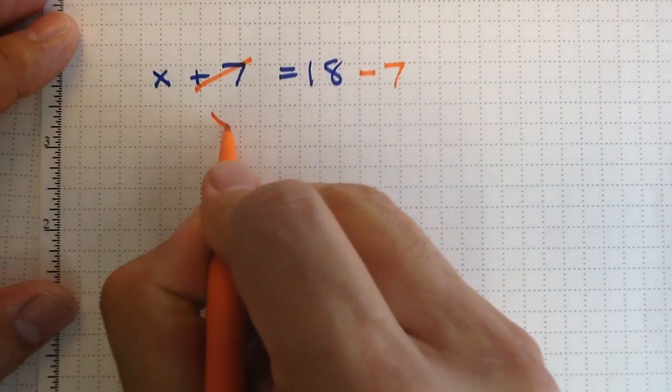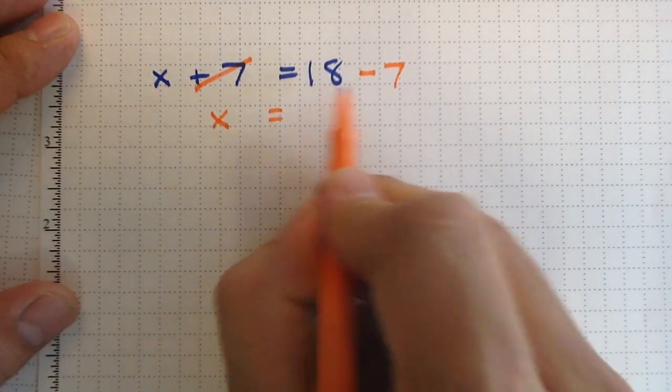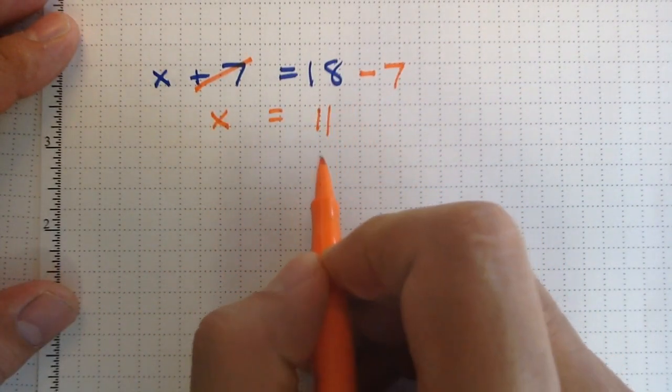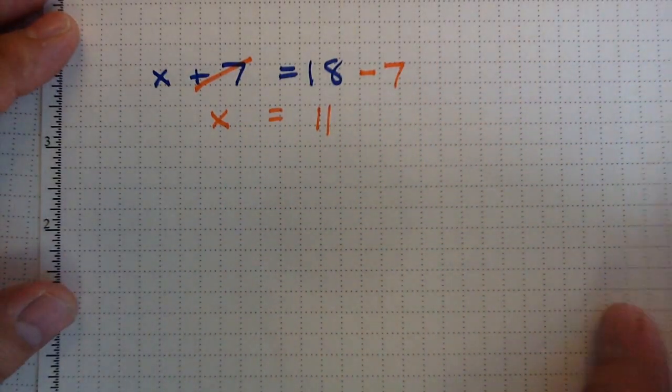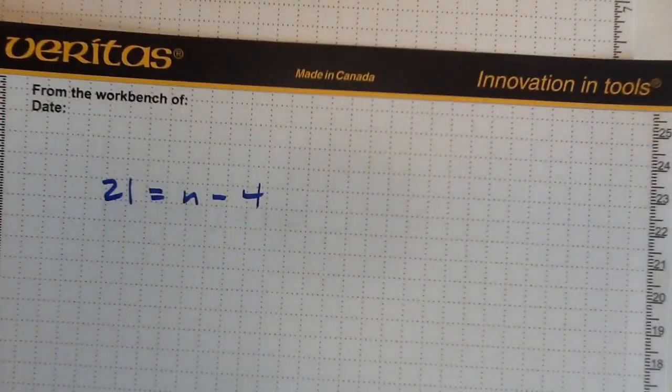So now I've got x equals, and then 18 minus 7 equals 11. And we already checked it, so we know it works. All right, so two different ways to show your work. Let's see that again on a different problem.